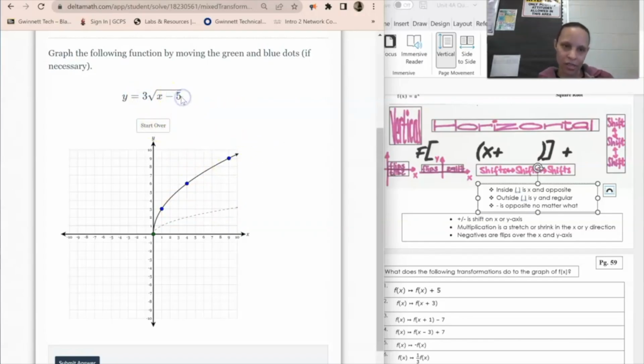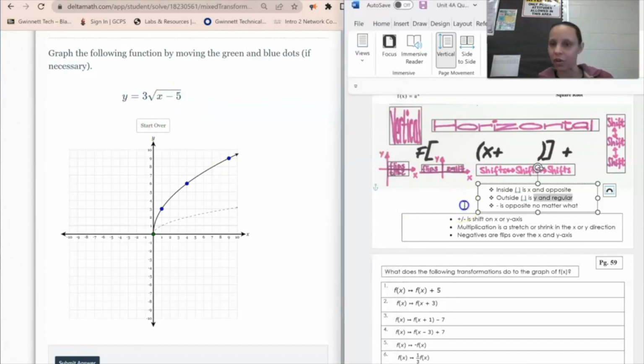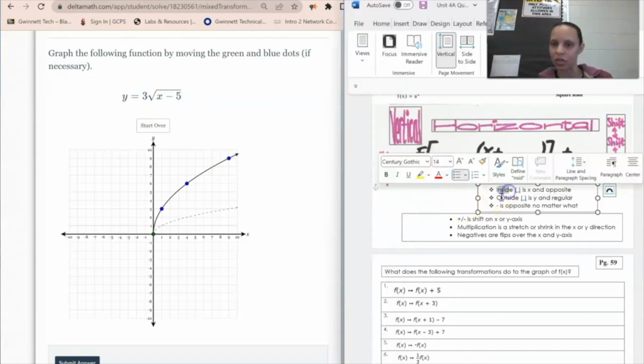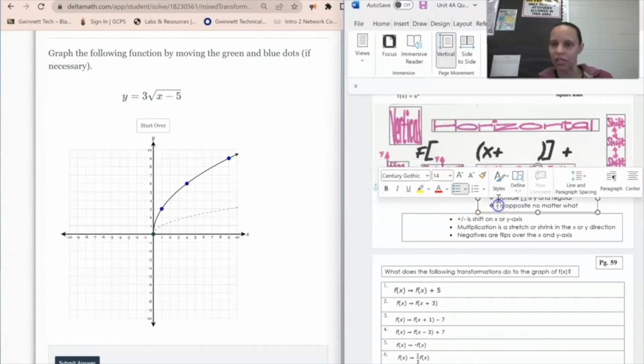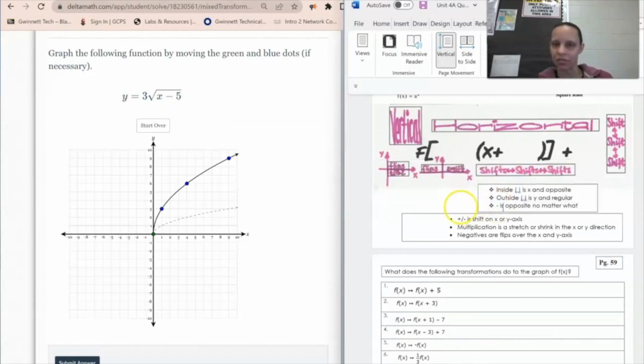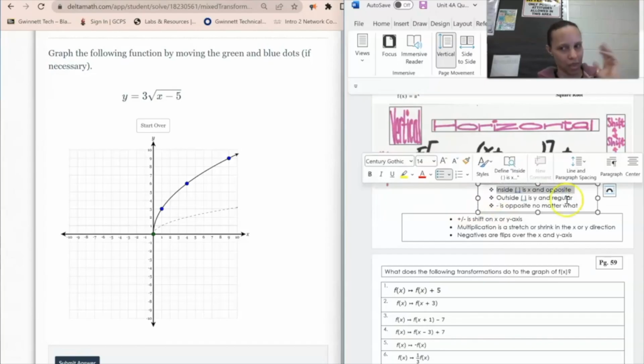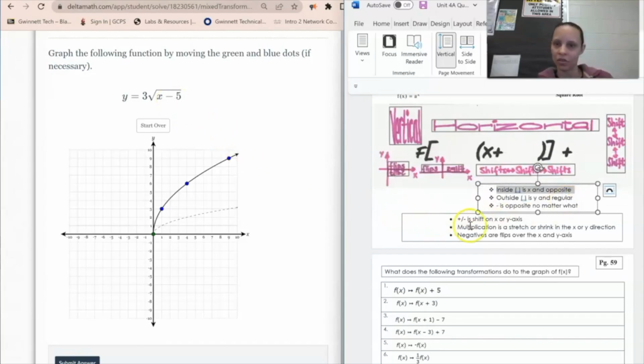Now I'm going to look at the inside. In the inside, what do I have? I have minus 5. So again, I go back to my notes and I ask one of these questions: is it inside, outside, or is it a negative? It's inside, right? So inside is x and opposite. So you need to keep that in mind. Then I go to the second question. Am I adding or subtracting?